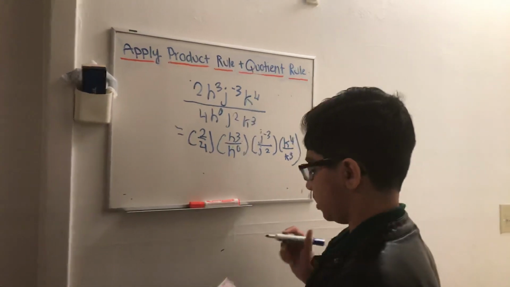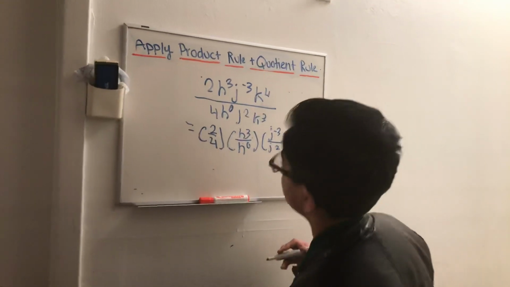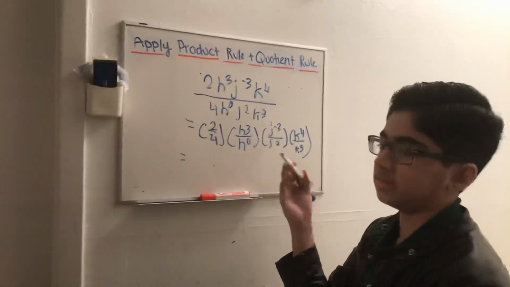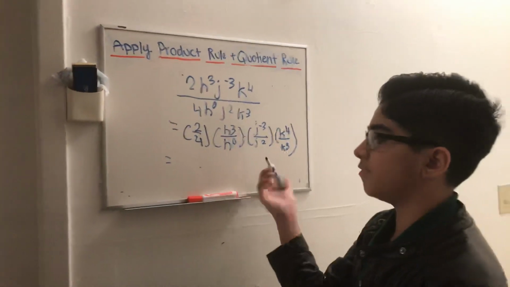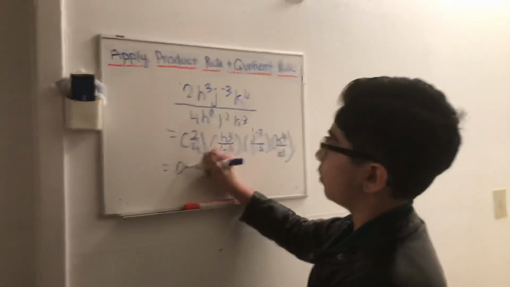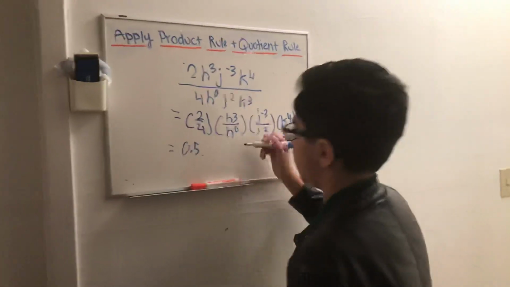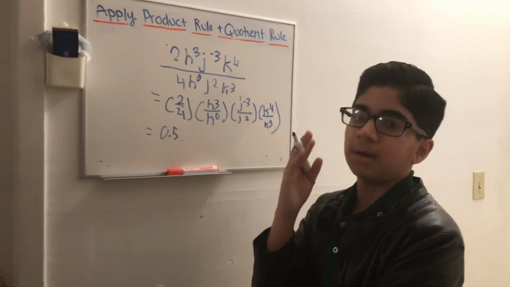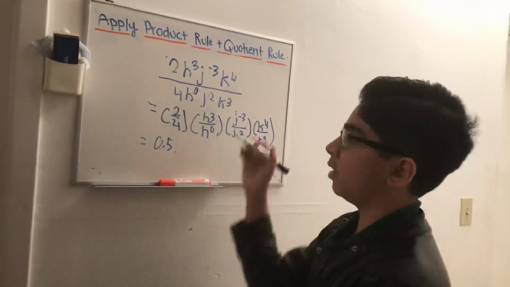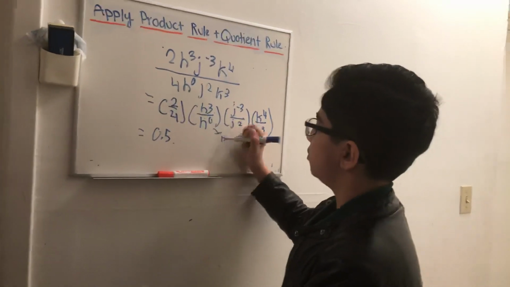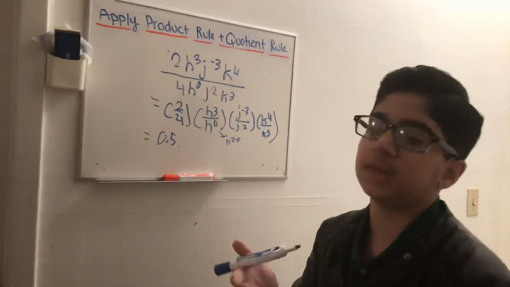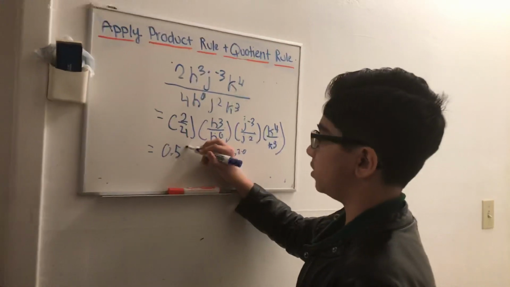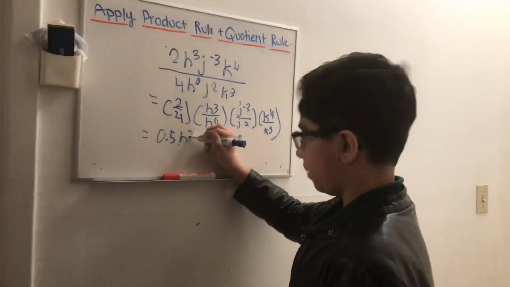Now what you want to do here is simplify this even further. So 2 divided by 4 is the same thing as 1/2, and 1/2 is 0.5. Apply the quotient rule here. So h to the power of 3 over h to the power of 0 is h to the power of 3 minus 0. And you all know that 3 minus 0 is 3. So this will yield the final answer of h to the power of 3.